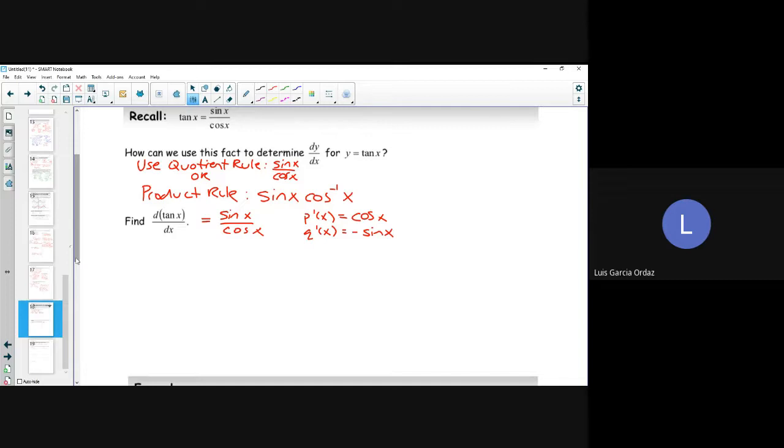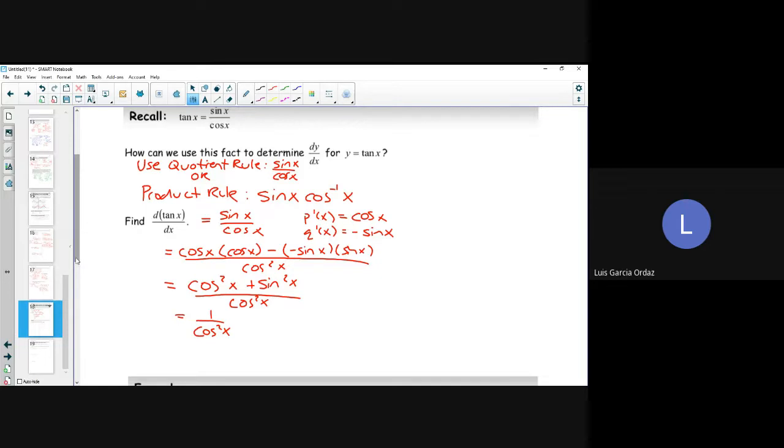So now what I can do is apply my quotient rule, which is cos x times cos of x, minus negative sine x times sine x, all over cos squared x. When I simplify my numerator, I get cos squared x plus sine squared x over cos squared x. Based off grade 11 and grade 12, what does cos squared x plus sine squared x give me? 1. Which means I get 1 over cos squared x.